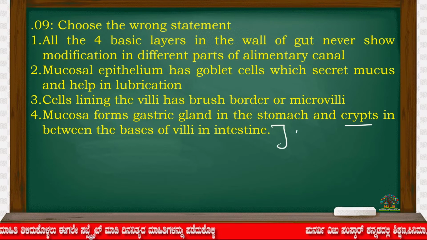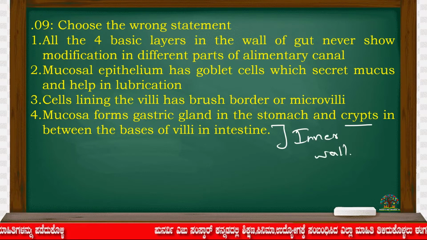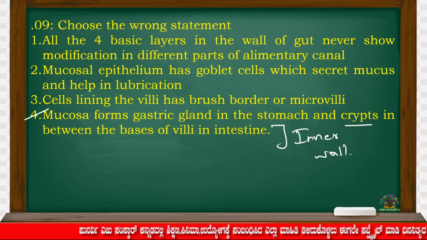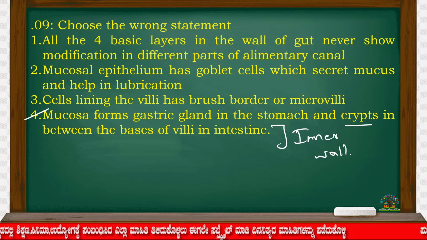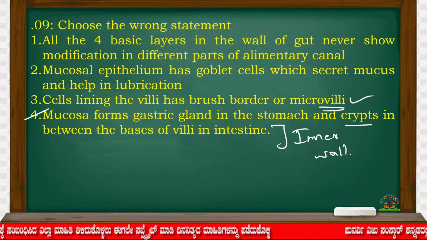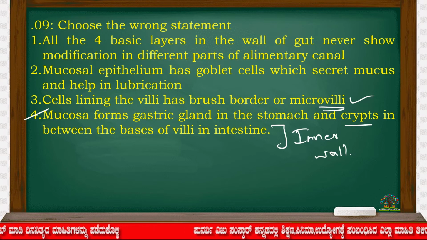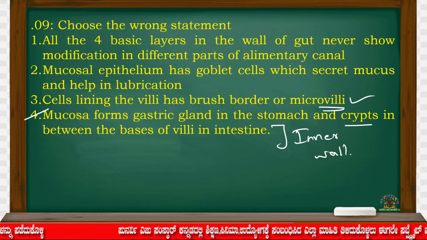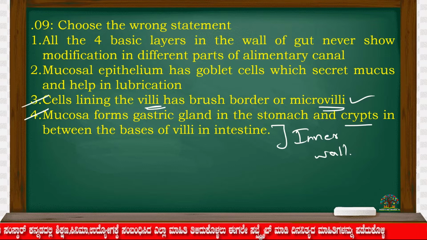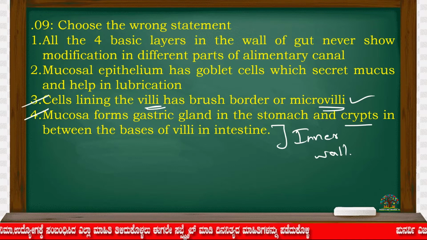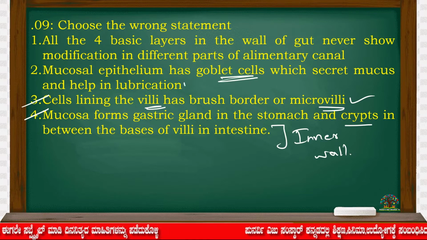Option number 4 is absolutely correct. This is how the inner wall of the intestine appears. So this is a correct statement. Option number 3, cells lining the villi have brush border or microvilli. That's correct again. They are highly absorptive in nature. They absorb all the essential components associated with the villi in the intestinal region of the human digestive system. Option number 2, mucosal epithelium has goblet cells which secrete mucus and help in the process of lubrication.